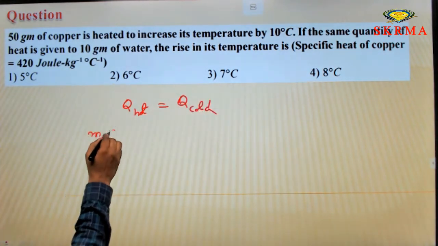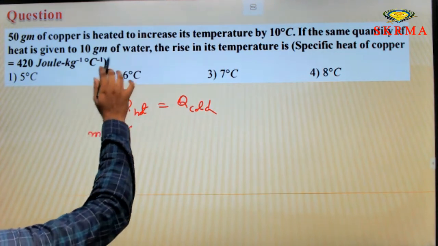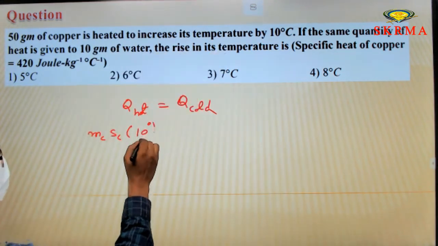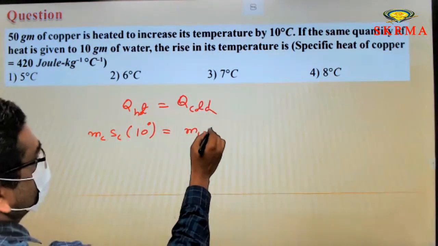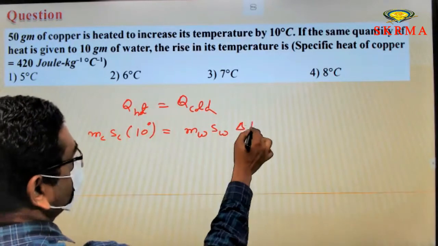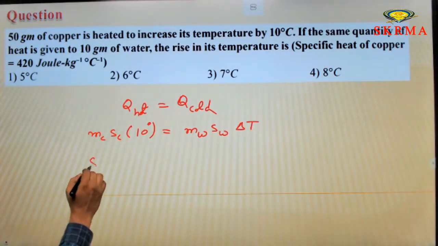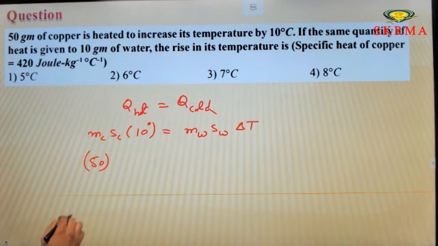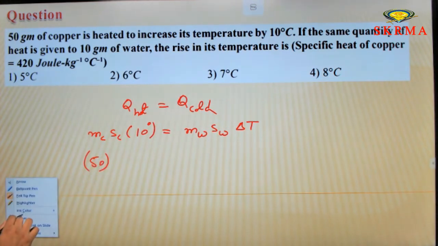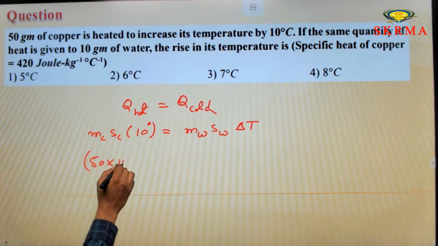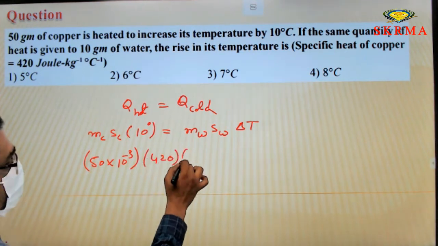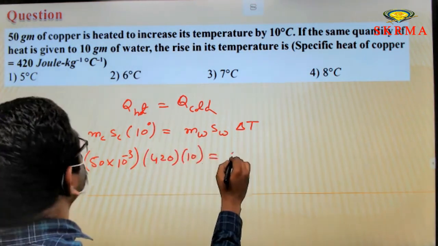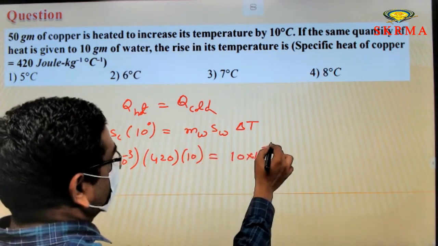So mass of copper times specific heat of copper times change in temperature of copper, which is 10 degrees centigrade, equals mass of water times specific heat of water times change in temperature. Substitute the values. Mass of copper is 50 grams. Here the specific heat is in terms of joules, so we need to write this in SI units, 10 power minus 3 kg. Specific heat is given as 420, into 10, equals mass of water, 10 grams, that is 10 into 10 power minus 3.